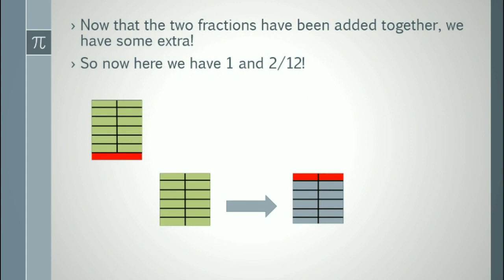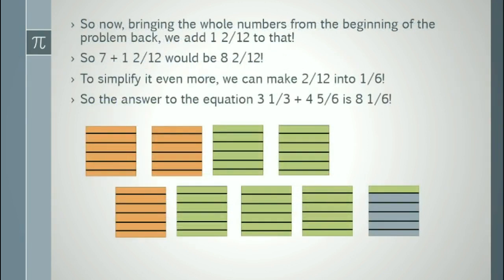Now that the two fractions have been added together, we have some extra. So now, here we have 1 and 2/12. Bringing the whole numbers from the beginning of the problem back, we add 1 and 2/12 to that. So 7 plus 1 and 2/12 would be 8 and 2/12.